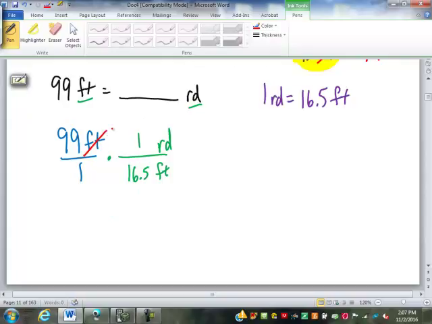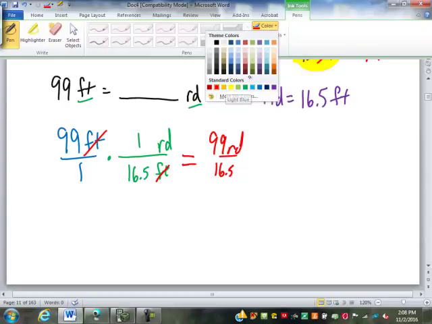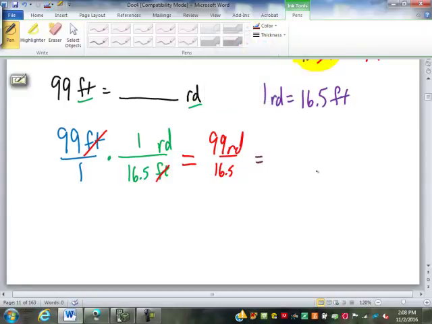So now the feet do cross cancel out. 99 times 1 rod is 99 rods. 1 times 16.5 is 16.5. And we divide it out. 99 divided by 16.5 is, what, 6 rods.